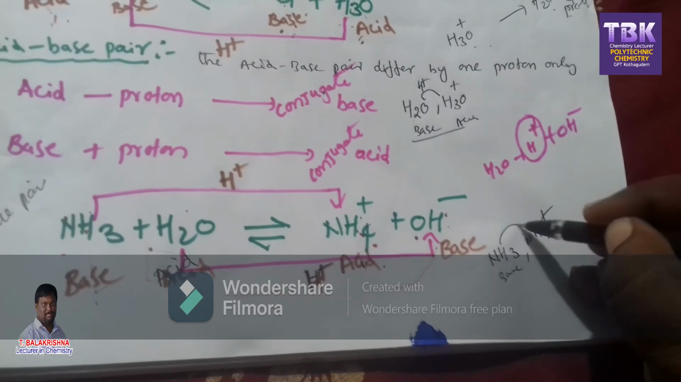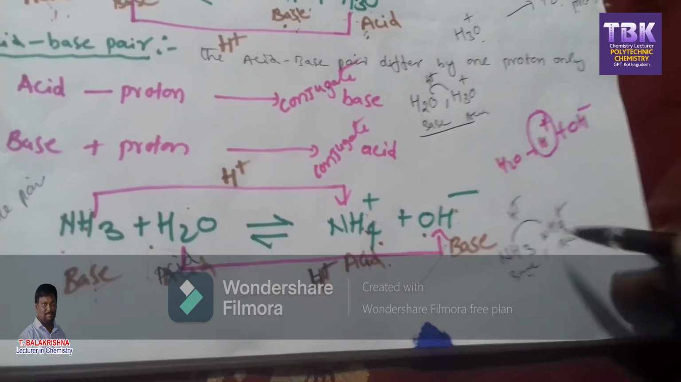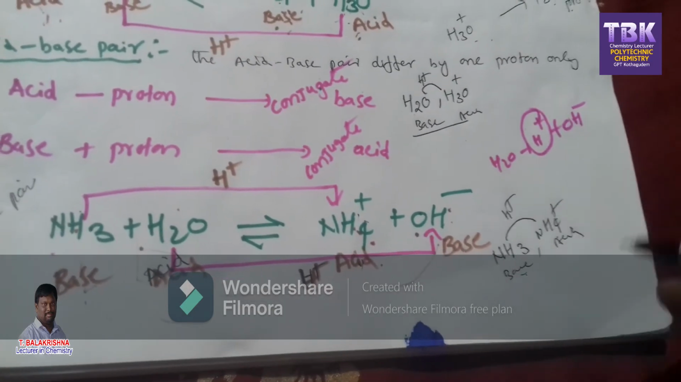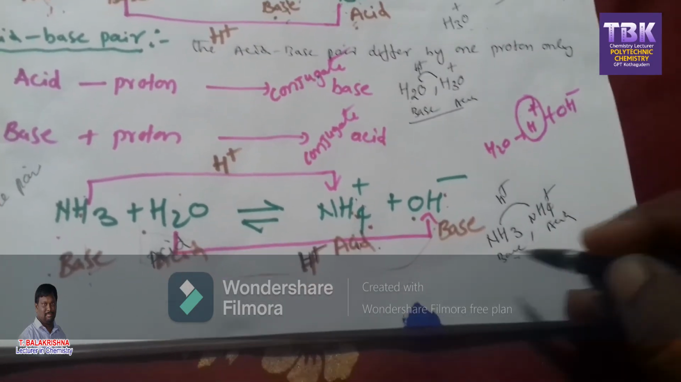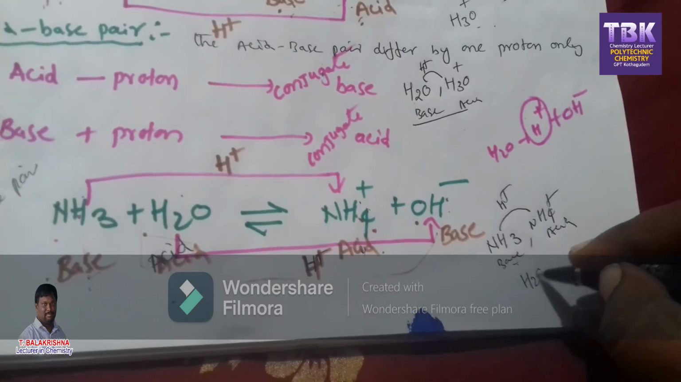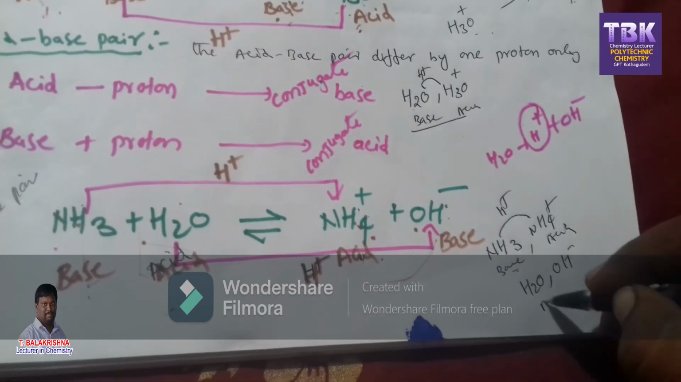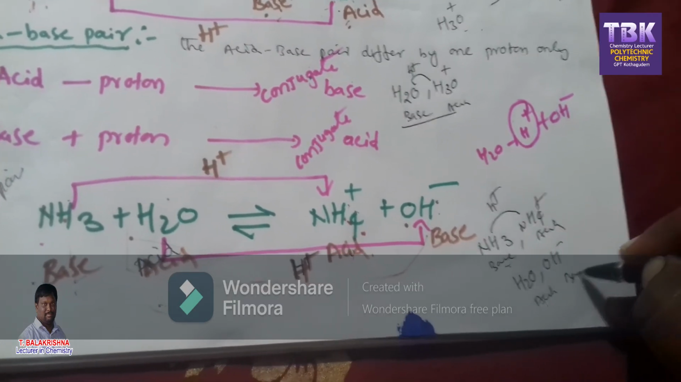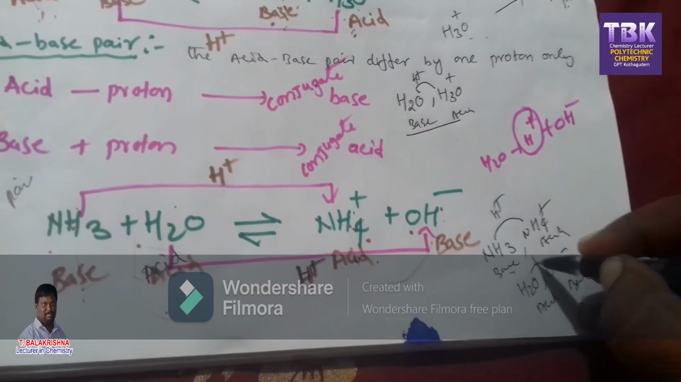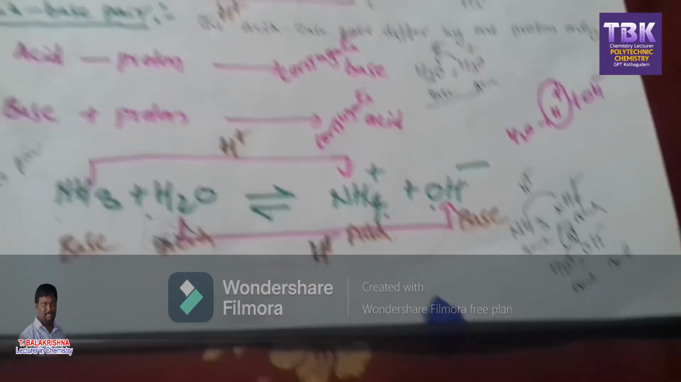What is the difference between these? Only a proton. One is an acid, one is a base. Both differ by only one proton. That is called a conjugate acid base pair. Take another example. H2O is an acid, OH minus is a base. Both differ by only one proton. Such pairs are called conjugate acid base pairs.